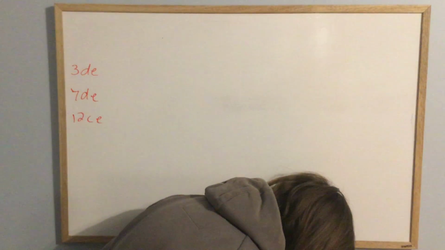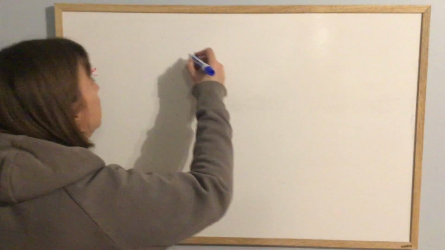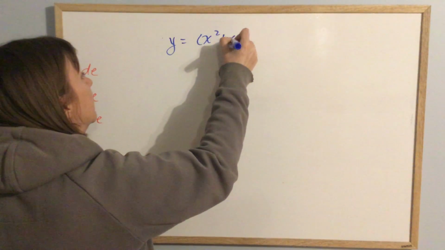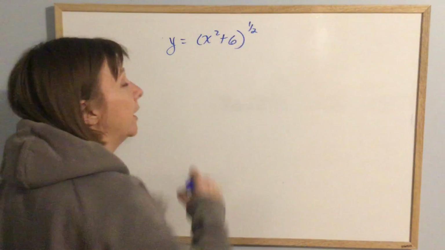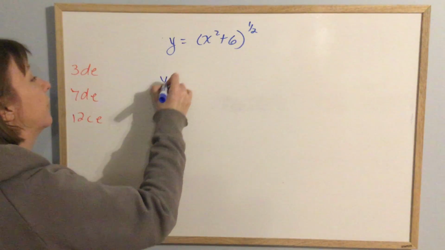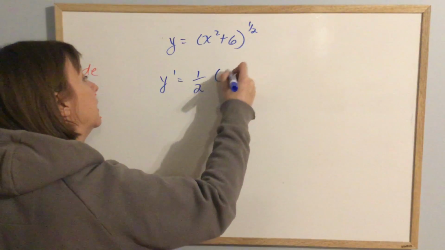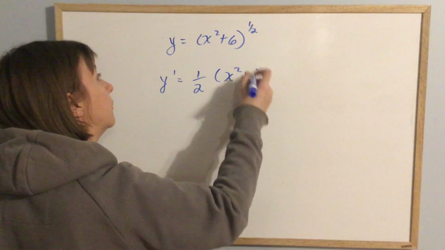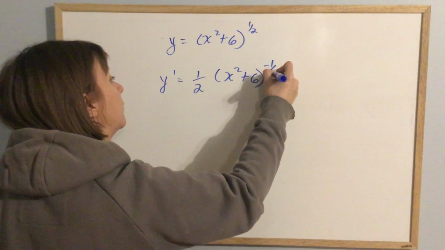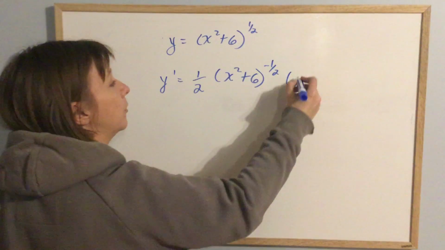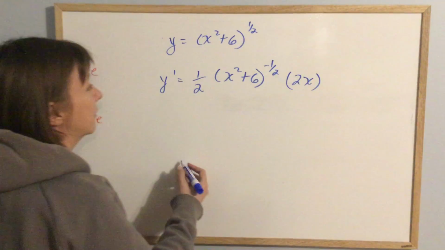3E says the square root of x squared plus 6. So again, rather than writing it as the square root, I'm going to write it to the 1/2. So the chain rule says, bring the exponent down in front. Leave the inside alone. Decrease your exponent by 1. And then do the derivative of what's inside the brackets, which would be 2x.